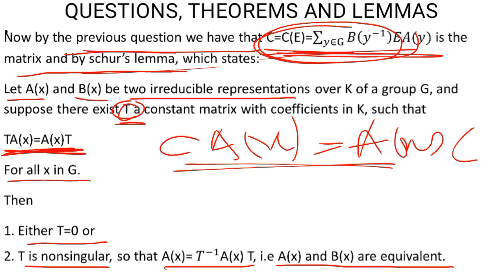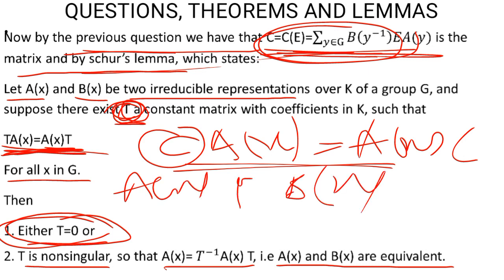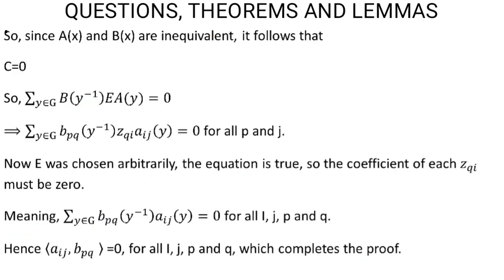And if it satisfies this condition, knowing that A and B are what? Are not equivalent, that is, they are inequivalent, it means that your C will be equal to 0. In this case, you can see T there, but because like I said, you can change your T to C, right? And to satisfy this condition. Yes, this one is A(x), but remember, they are inequivalent. That's why we're having A(x) and B(x). Note that, okay? So it means our C equals 0 based on this, right? So let's go on. Since A(x) and B(x) are inequivalent, it follows that our C equals 0.